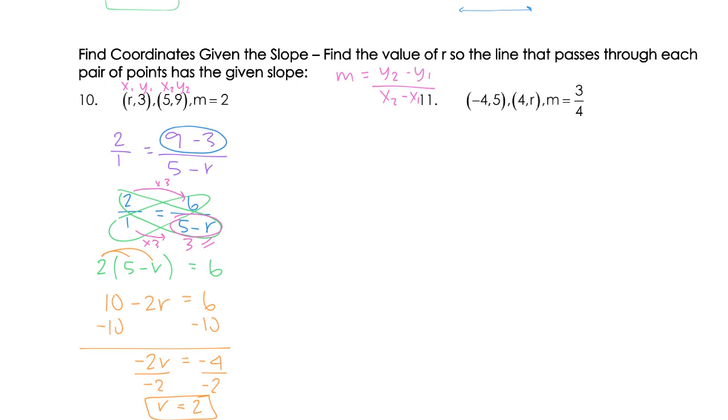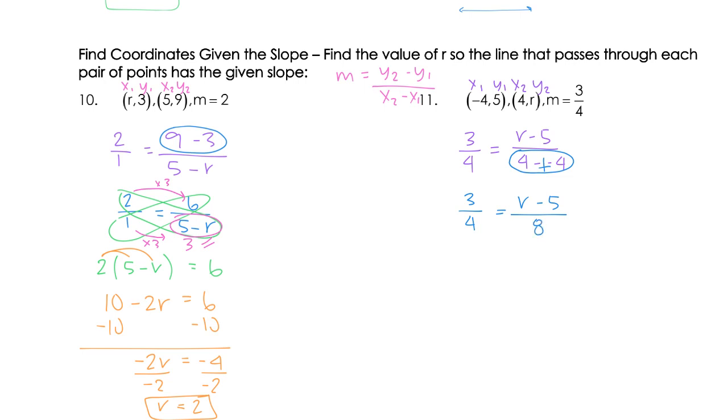So looking at number 11 here, again, I'm going to plug things in. So I know that m is 3 over 4. And notice I'm not putting it over 1 because there's already a fraction here. So I definitely don't need to do that. And then I would have r minus 5 if you label your points here, 4 minus a negative 4, because this would be x1, y1, x2, and y2. And then, again, the first thing we need to do is go ahead and simplify that. So we have 3 over 4 equals r minus 5 over 4 minus a negative 4, which is really 4 plus 4, so that would be 8.